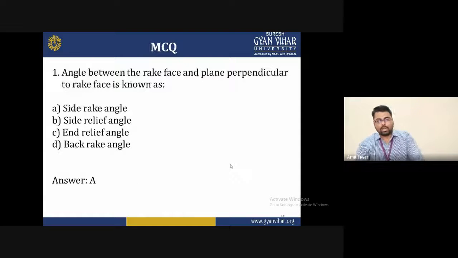Now it is time to give the answers to some multiple choice questions on the basis of today's lecture. The first question: the angle between the rake face and the plane perpendicular to the rake face is known as: A, side rake angle; B, side relief angle; C, end relief angle; D, back rake angle. The correct answer is A, side rake angle, which is the angle between the rake face and the plane perpendicular to the rake face.